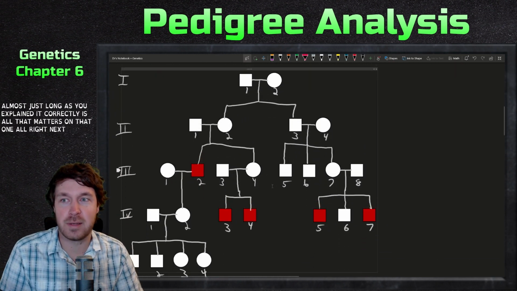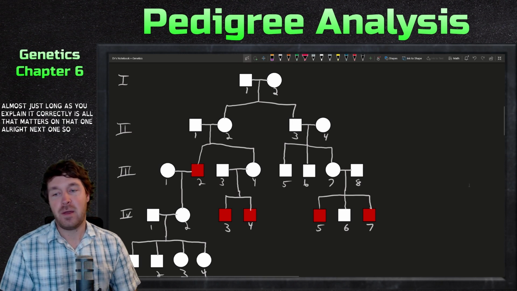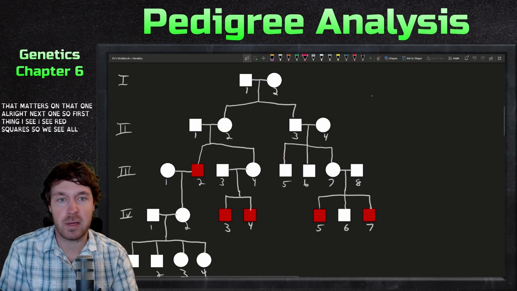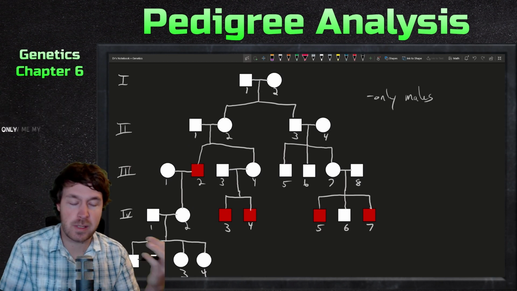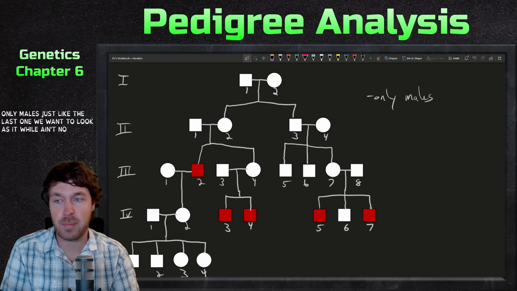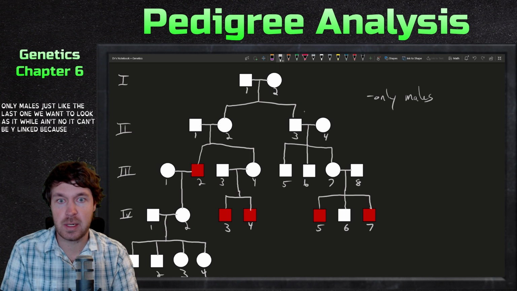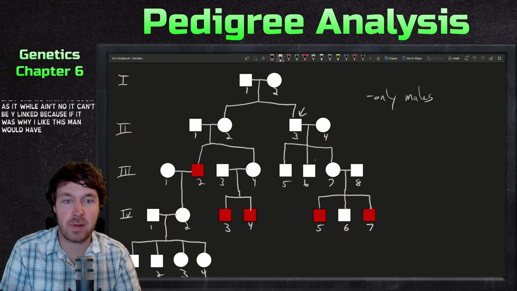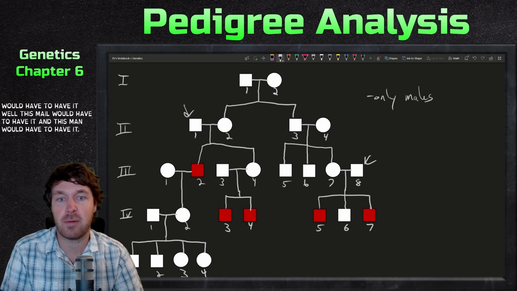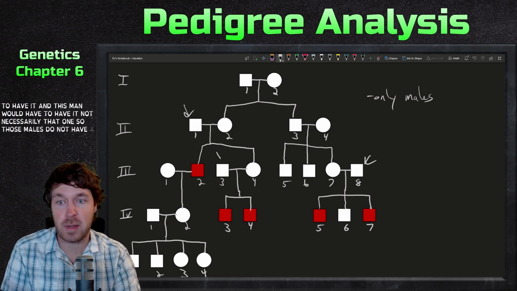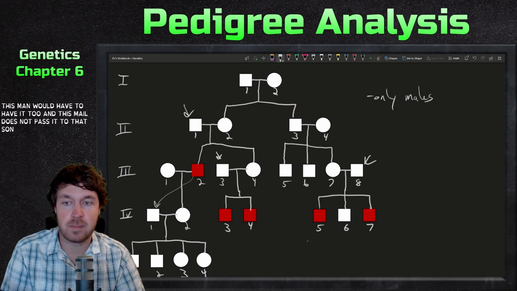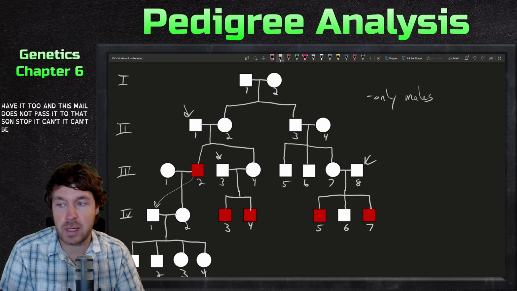All right, next one. First thing I see is red squares. So we see only males. If it's only males, just like the last one, we want to look, is it Y-linked? No, it can't be Y-linked, because if it was Y-linked, this male would have to have it, and this male would have to have it, not necessarily that one. So those males do not have it. This male would have to have it too, and this male does not pass it to that son. So it can't be Y-linked.